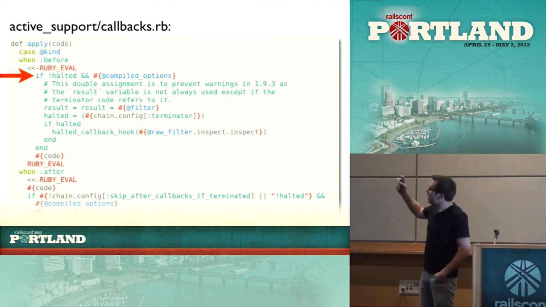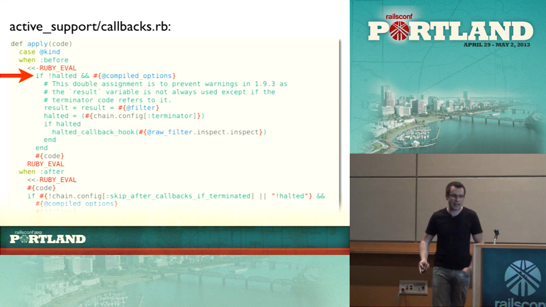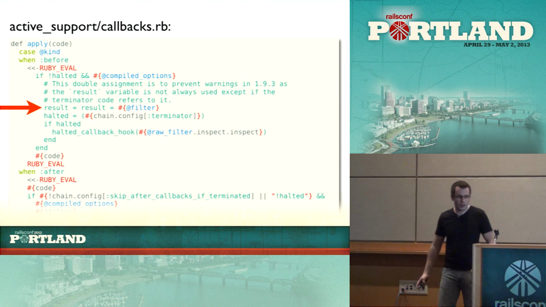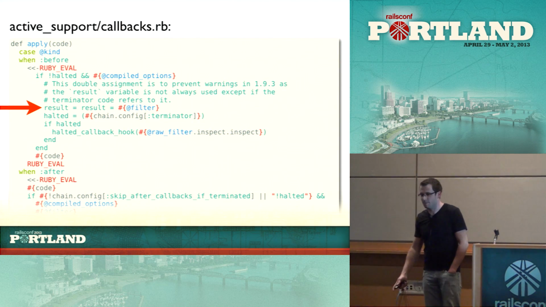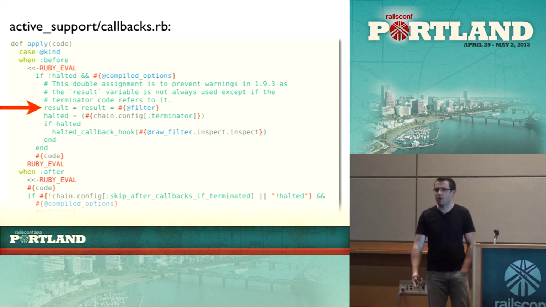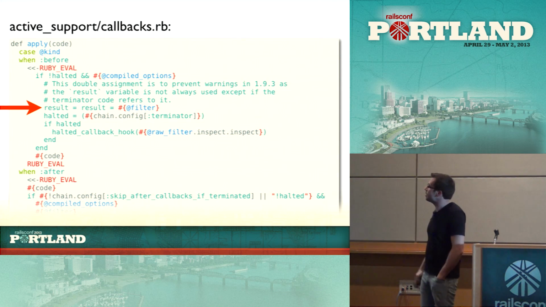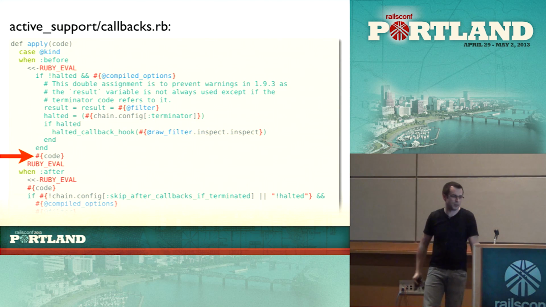So if we haven't halted and our compiled options match. Compiled options are your if and unless stuff that you add to your callback. We'll get to that in a second. Then we compute the result. Result equals, right? Because we don't want any kind of warnings from our interpreter that maybe this is a bad idea. And we assign to the result the value of the filter. We'll get to what filter is in a minute too. So that's all the before filter, and then the code that we passed in originally. So you can see how this is going to gradually build up the string.